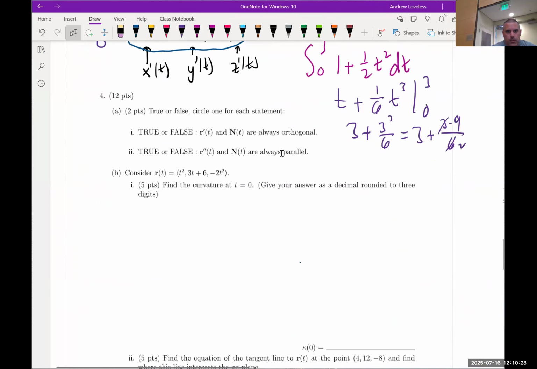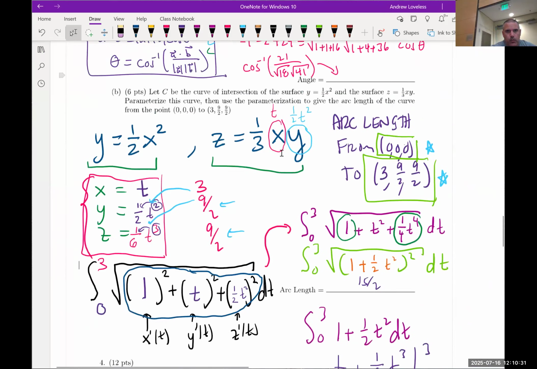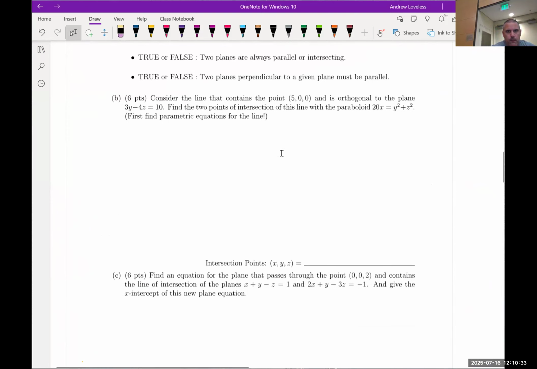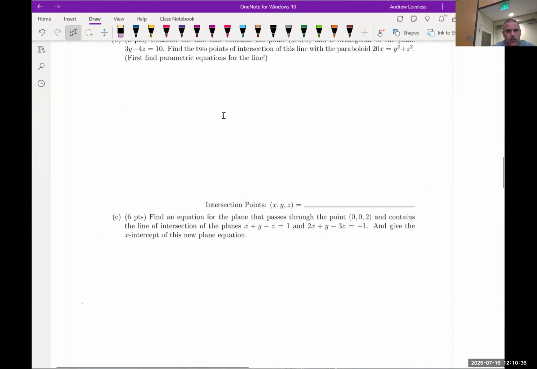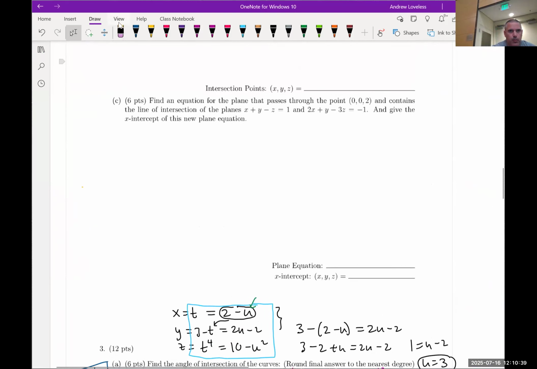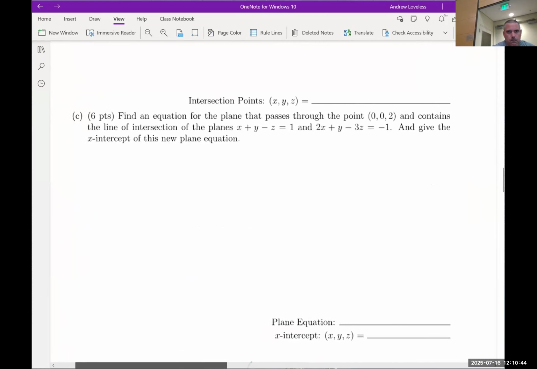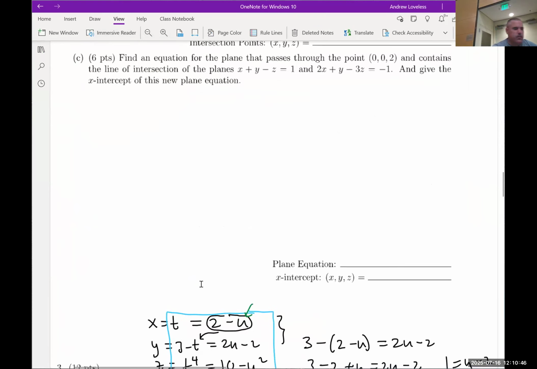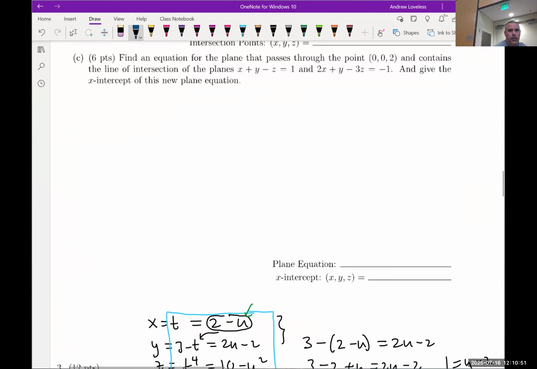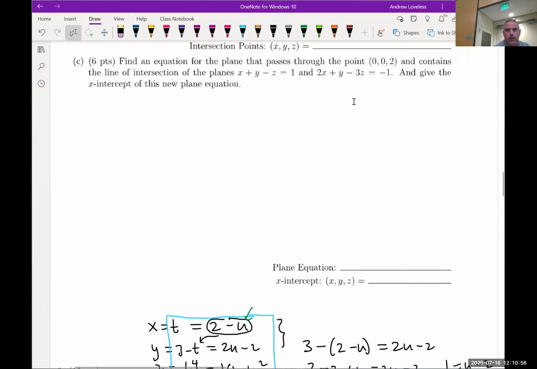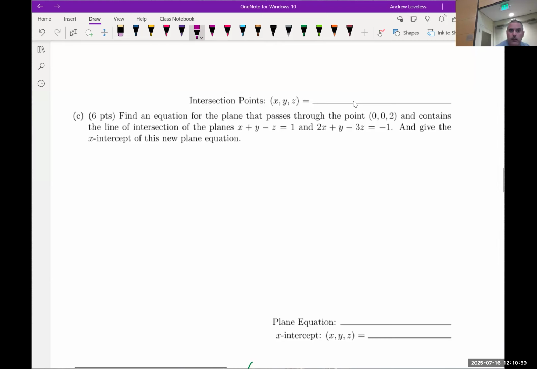Okay, so we've done some of the other parts. That's 4. Okay, so here's 2 line and plane questions. Maybe we can end up doing both, but the question was about C, so let's start there. So line and plane questions are challenging, but we do have a set strategy here. So let's run through that. Find an equation of the plane that passes through this point and contains the line of intersection of this other thing.